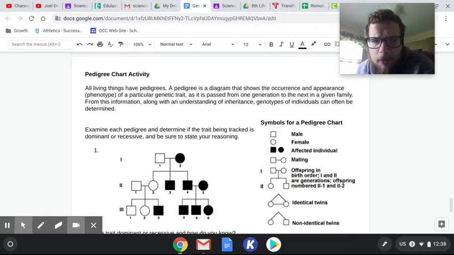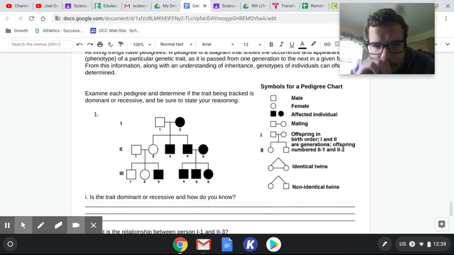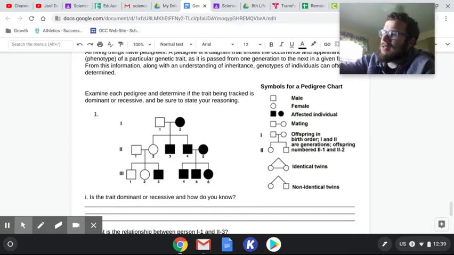From this information, along with an understanding of inheritance, genotypes of individuals can often be determined. Examine each pedigree and determine if the trait being tracked is dominant or recessive, and be sure to state your reasoning. It would be great if you pulled up, and I know it was a while ago, but we had that list of criteria to determine whether a trait is dominant or recessive, okay? So if you've got that list, I'd pull that back up.